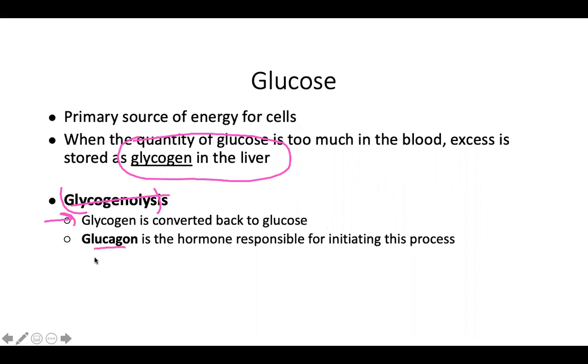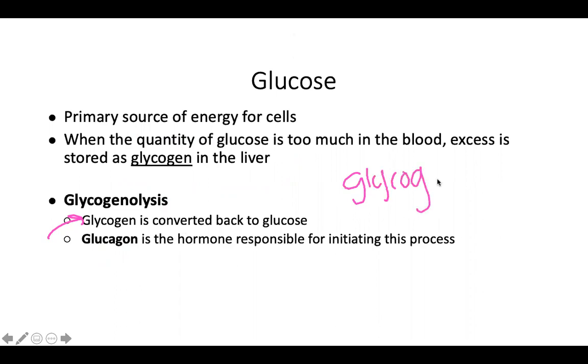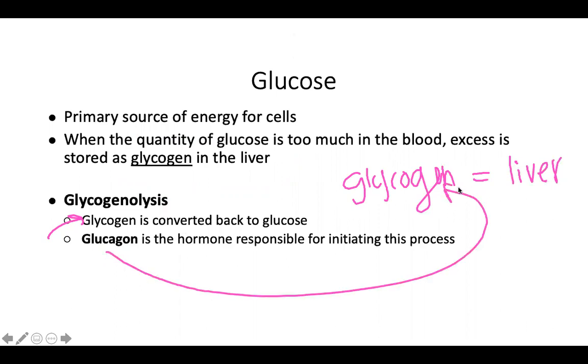Now, glucagon is something we talk about, and it's the hormone that initiates the glycogenolysis. So it's the hormone that turns glycogen back into glucose. And I know there are a ton of G words, but glycogen is in the liver, and glucagon takes the glycogen and turns it into glucose.